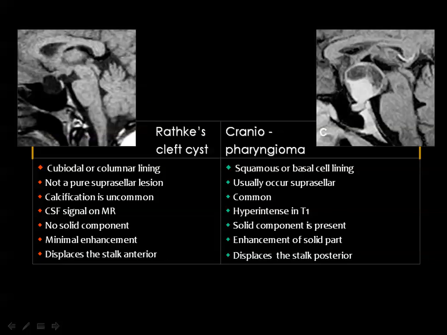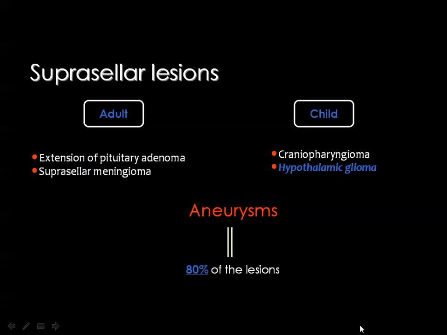And this is a classic appearance of a Rathke cleft cyst, which is predominantly inside the sella, extending slightly above the sella. But the craniopharyngioma is a predominantly suprasellar pathology. It has a cystic component and a solid component. If you inject the contrast, the solid component will enhance, and the cyst wall will also enhance. And sometimes the fluid inside the craniopharyngioma cyst may show hyperintense signal in T1 due to the high protein content, or the proteinaceous content.